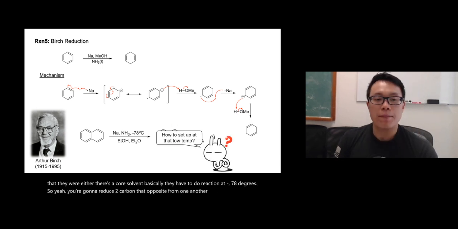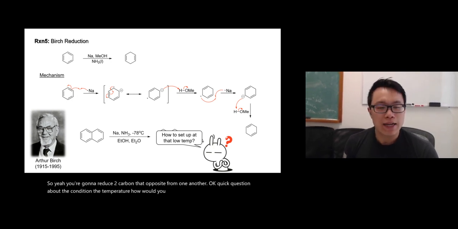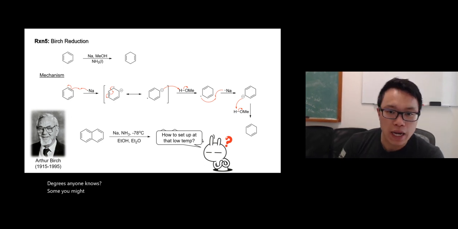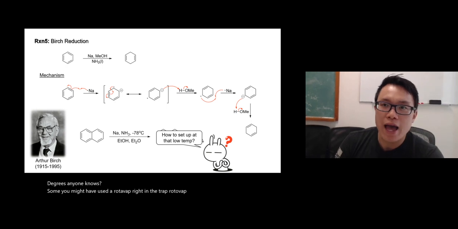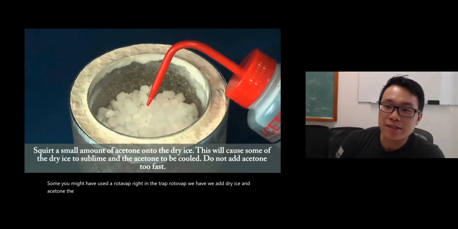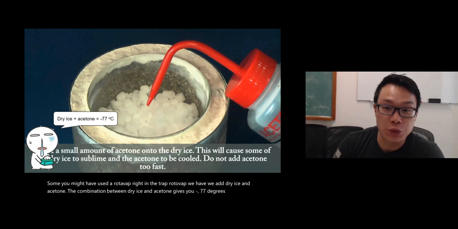Okay. Quick question about the condition, the temperature. How would you set up as low as negative 78 degrees? Anyone knows? Some of you might have used a rotovap, right? In the trap of the rotovap, we add dry ice and acetone. The combination of dry ice and acetone gives you negative 77 degrees. Okay, it's really, really cold.